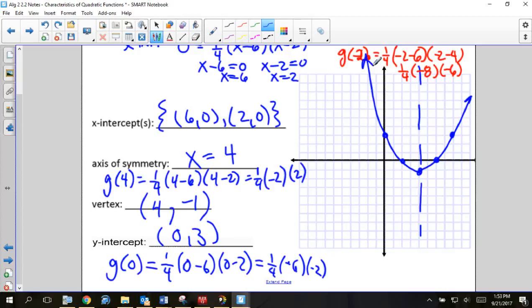So our A value is 1/4. I know it should be wider because there was a vertical shrink. It should be wider, but it's not flipped down. It's a normal flipped up kind. X-intercepts at 2 and 6. Axis of symmetry right in the middle at 4. Vertex 4, -1. Y-intercept 0, 3. Find another ordered pair that reflects from that y-intercept. How is this time?